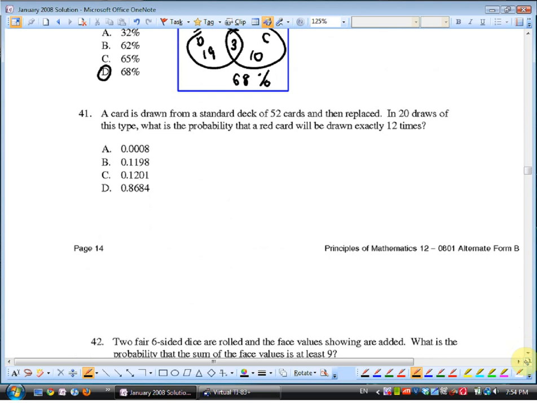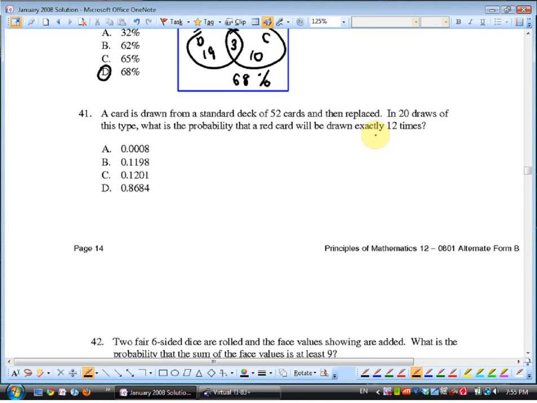41. A card is drawn from a standard deck of 52 cards and then replaced. In 20 draws of this type, what's the probability that a red card will be drawn exactly 12 times?